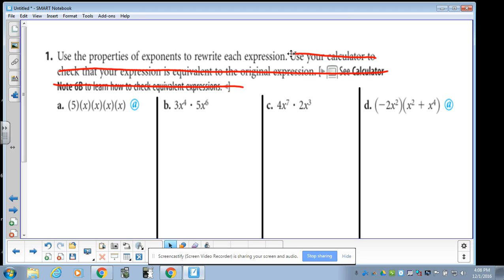So we can rewrite this. Let's put all the numbers together and all the variables together. So this can be rewritten as, because we know multiplication is both commutative and also associative, 3 times 5 times x to the 4th times x to the 6th. Now, what's 3 times 5?